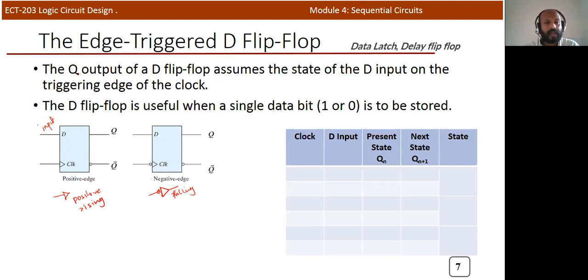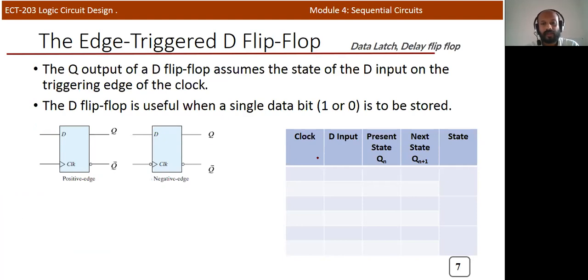And we know from this particular definition that the Q output of a D flip-flop assumes the state of the D input at the rising edge of the clock, or it can be the falling edge, as specified. It is edge triggered, either rising edge or falling edge, and it can be used to store a single bit of data. Okay, now we'll see the working of this particular flip-flop.